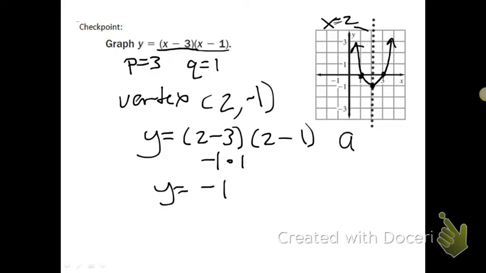Opens up. What's my a value? My a value, there's no number there. It's not 0, it's 1. That's positive, and it's opening up. I feel pretty good about that.